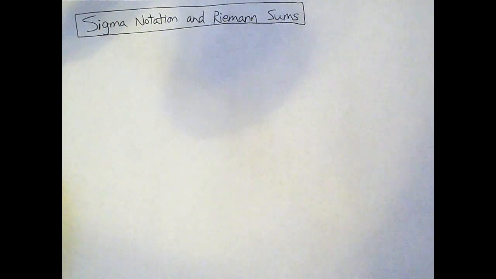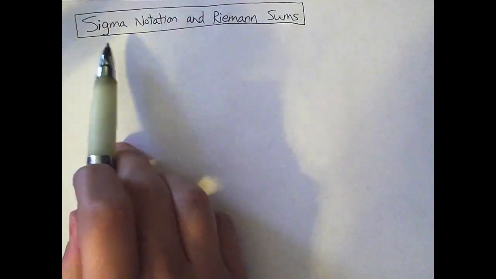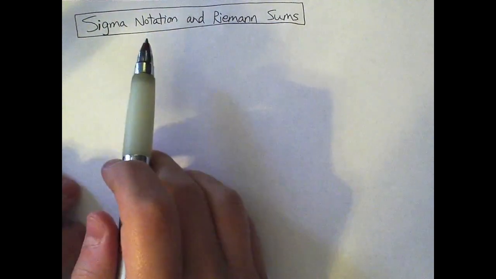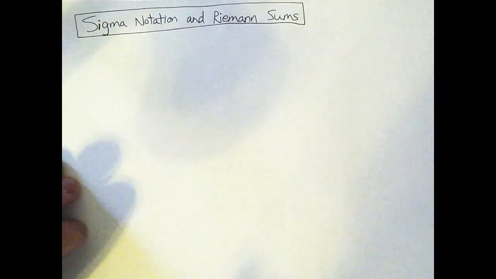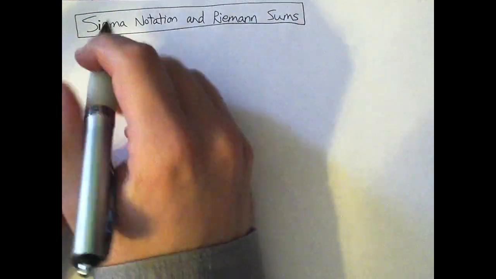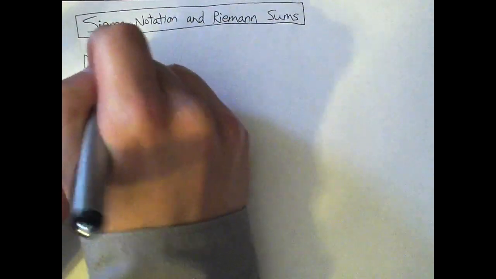So, sigma notation and Riemann sums. I'll tell you that sigma is a Greek letter, and Riemann is the last name of a mathematician. So, we've got a notation named after the letter that we use, and these sums are named after this mathematician. So, let's start with the notation.